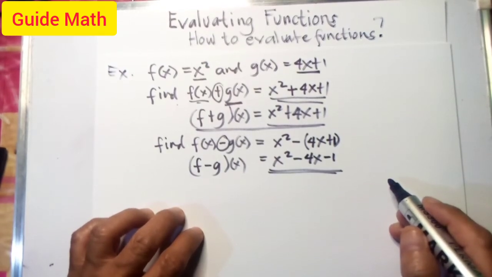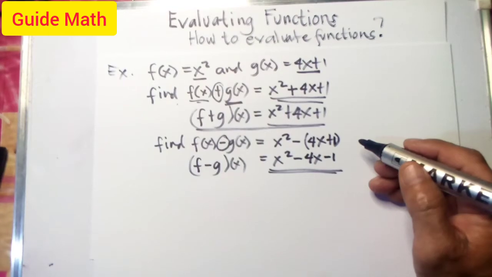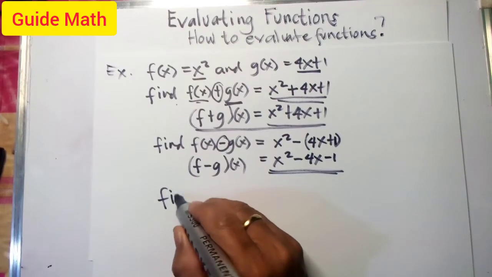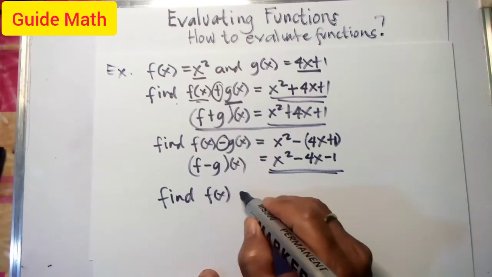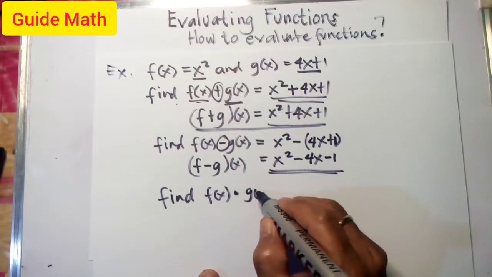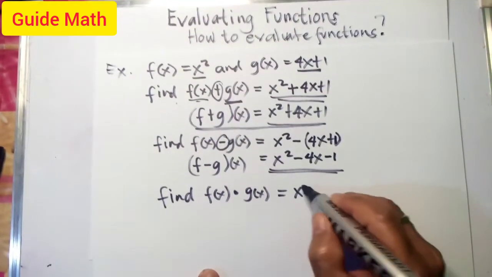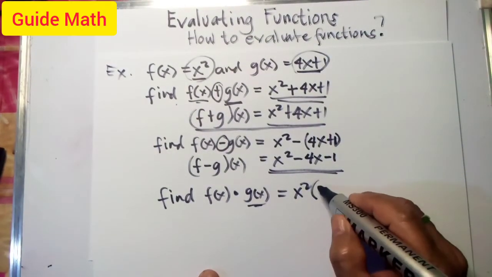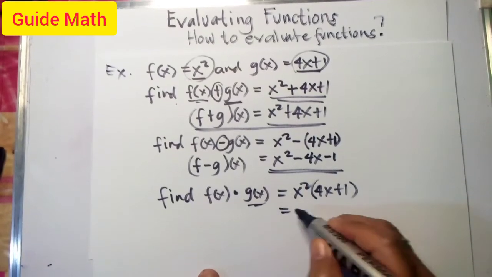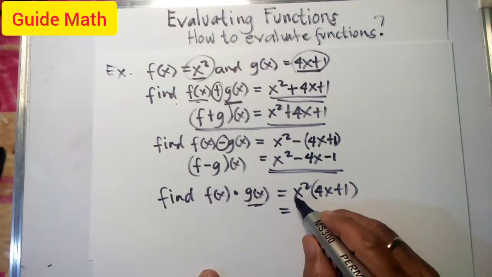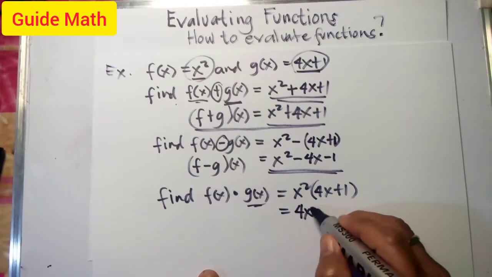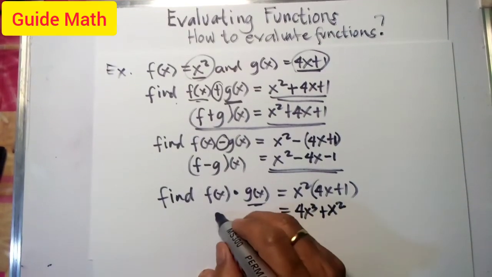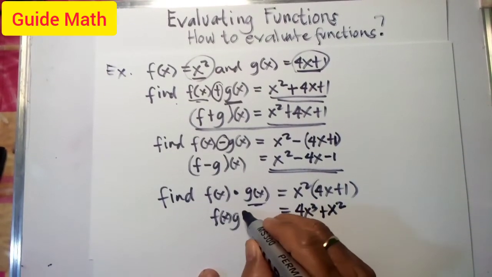Okay? So you can also use other operations. Now, let's say we have multiplication. Suppose we're going to multiply. So we have to find, let's say, f of x times g of x. Still, we have x squared there as our value of f of x. Then our g of x, palitan mo rin ito ng 4x plus 1. So this will become equal to x squared times 4x, that is 4x cubed. X squared times 1 is equal to x squared. So this will become the product of f of x and g of x.